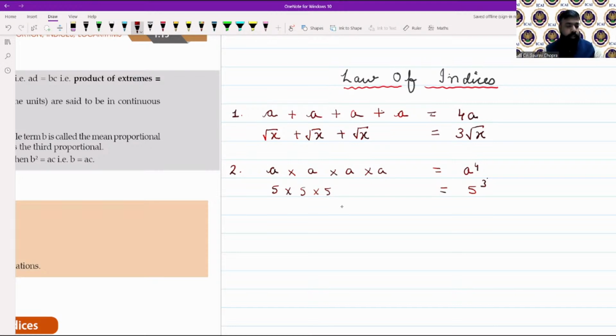Then next, if we write a to the power of 0, what will be the result? Anything having power 0 is equal to 1. Whether it is 10 to the power of 0, 100 to the power of 0, or x to the power of 0, the result will always be 1.